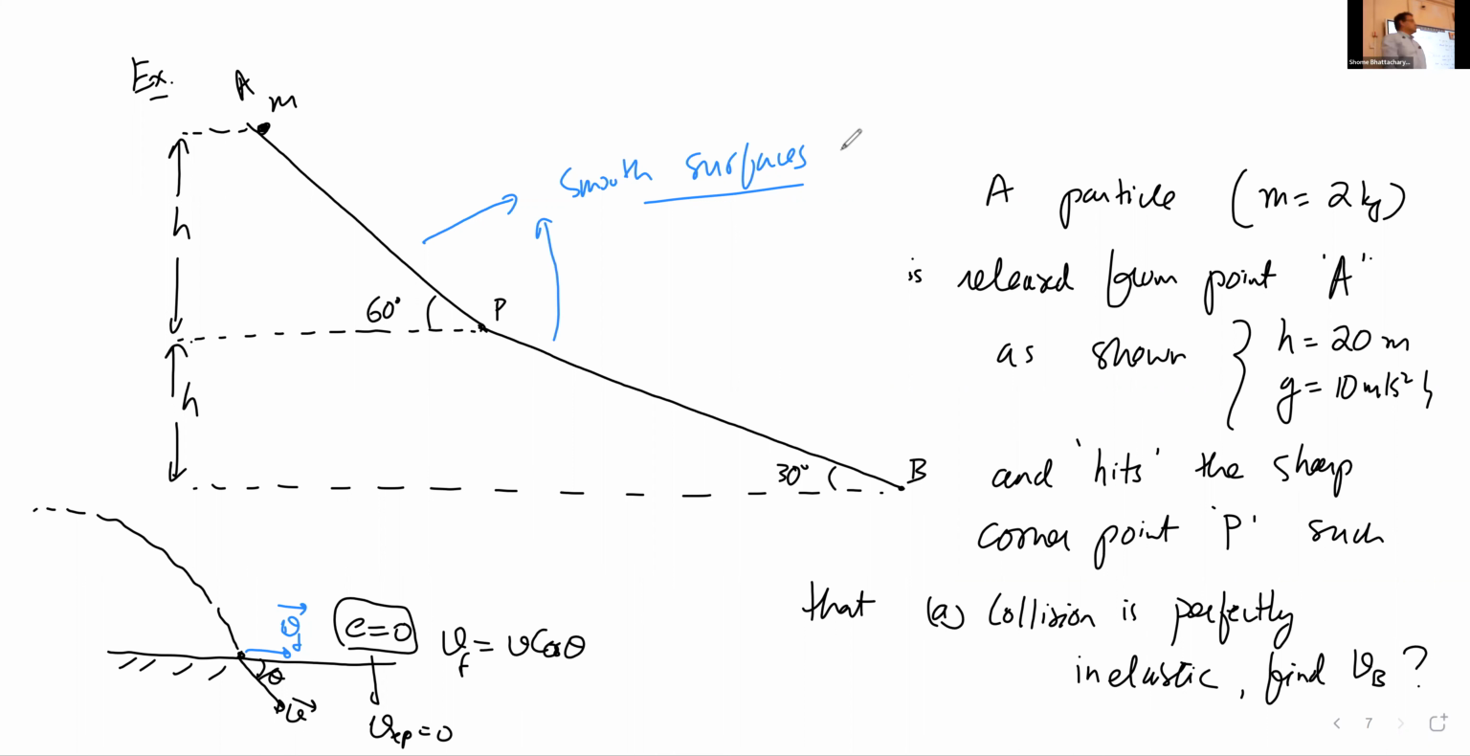So that's why you have to work out the... Yes. So what will happen? Normal component will be 0. Separation velocity will be 0. Okay. But the tangential component will remain conserved.